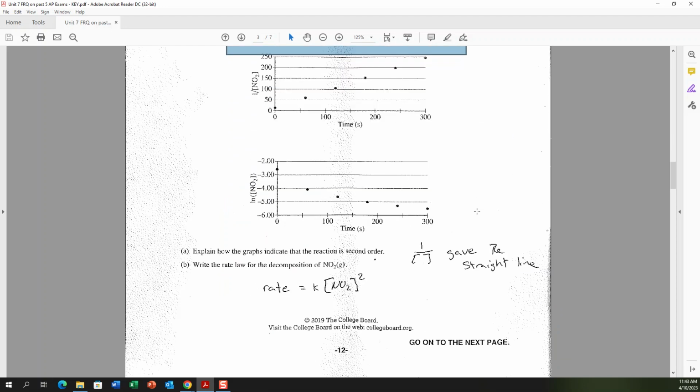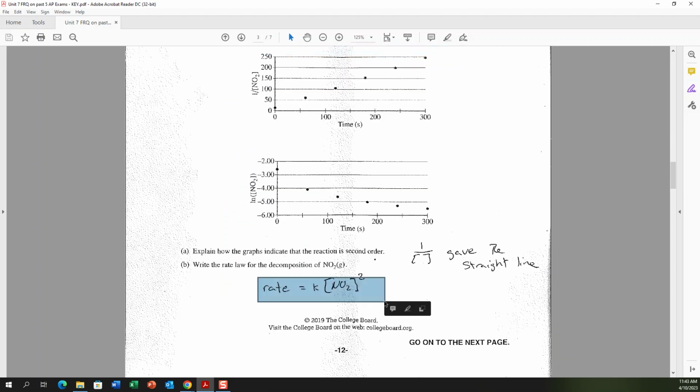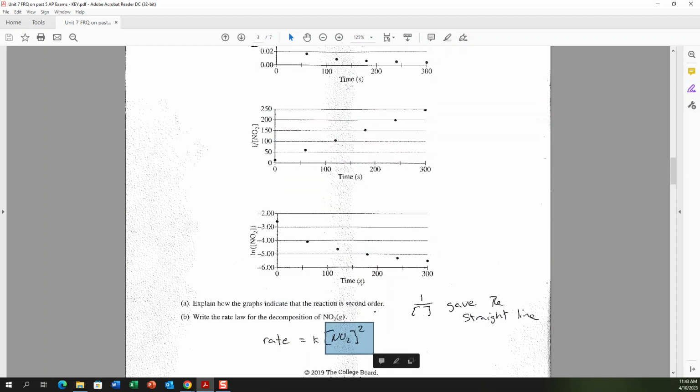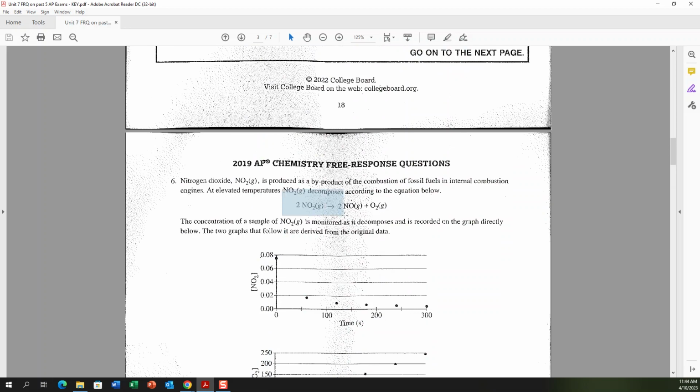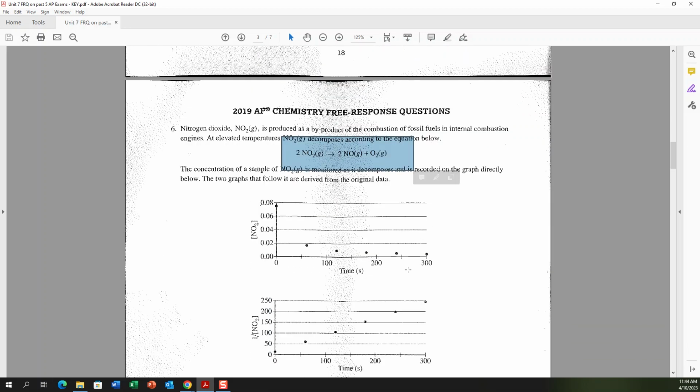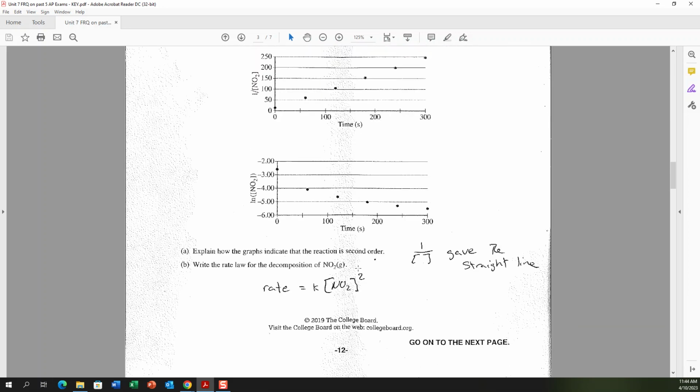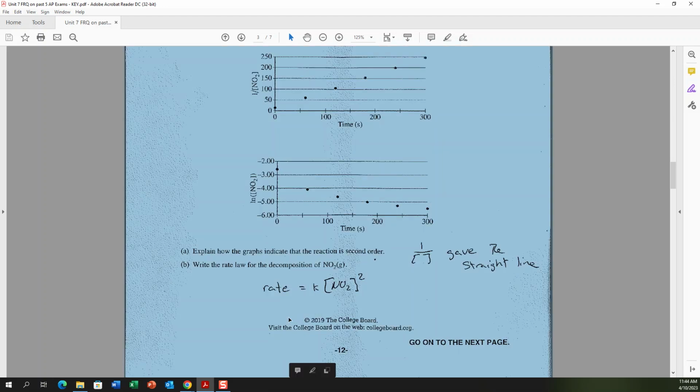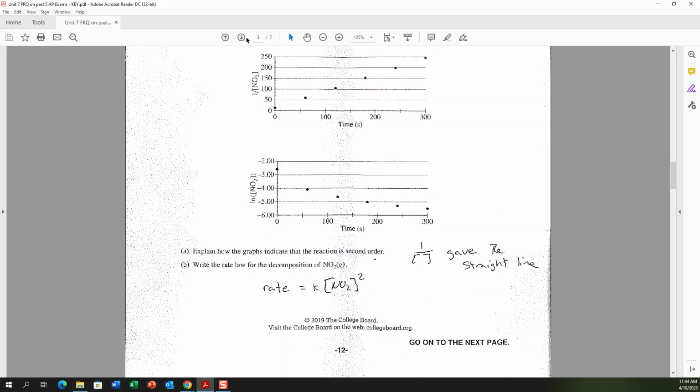All right. Okay. Now, because we know it's second order, we can write our rate equation. We say rate equals k times the concentration of the reactant raised to its order. And remember, there's only one reactant. It's another decomposition reaction. So second order. So you need to have that 2 there, and that's it. Okay. So that's part B.